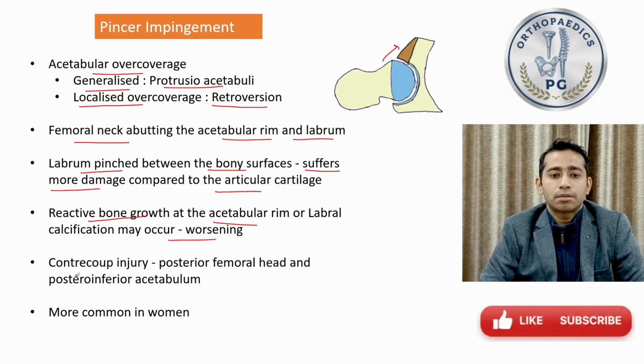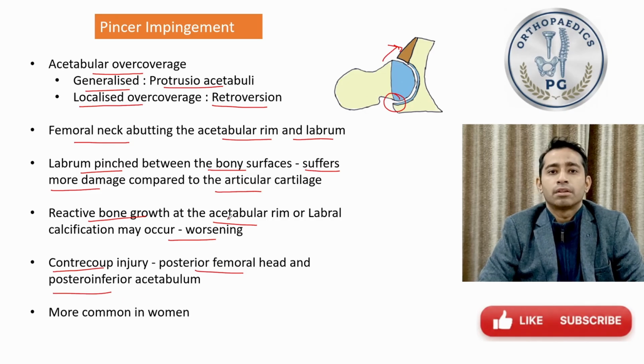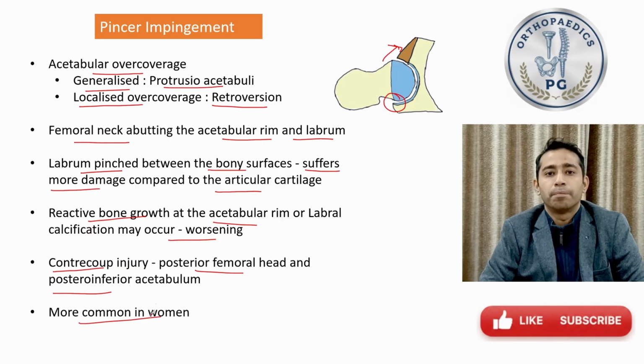Another characteristic pattern of this type of impingement is the countercoup injury. It occurs in the posterior femoral head. So when an impingement occurs anteriorly, there is a countercoup injury in the posterior part of the femoral head and the postero-inferior acetabulum. This is a classic picture in pincer impingement. And pincer impingement is more common in women, and cam was more common in young athletic males.